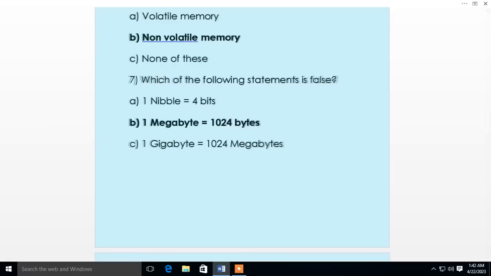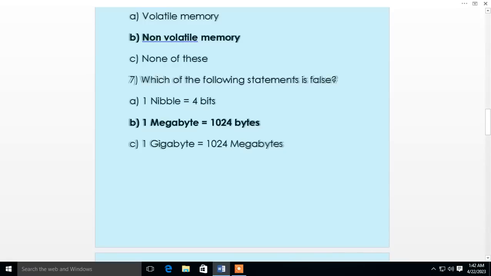Which of the following statements is false? So which one is false? It's telling 1 megabyte is 1024 bytes. It can't be. So 1 gigabyte is, gigabyte, megabyte, take one after the other, that is there. So 1 megabyte is 1024 bytes, this is the false answer. So you get the answer.